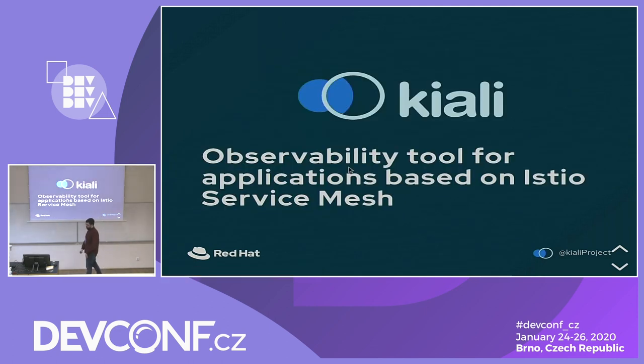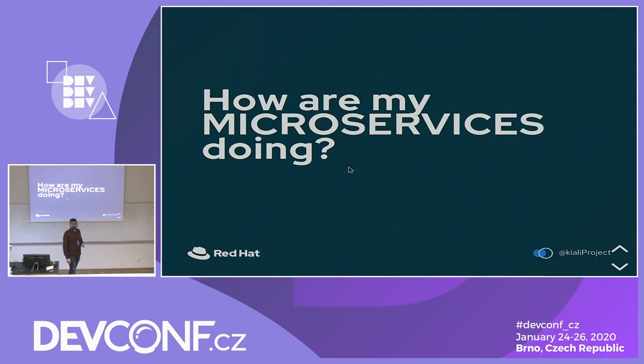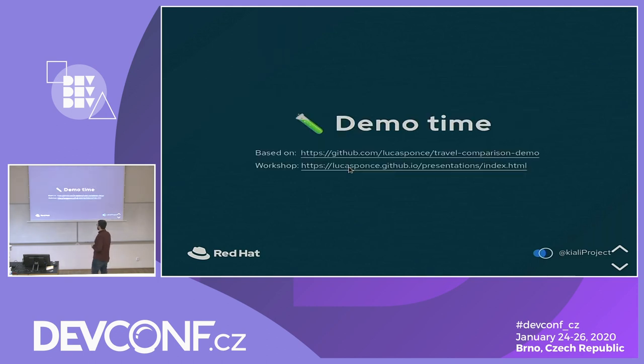Okay, so now that we know that we have these three groups of functionalities, let me introduce you to Kiali, and with it, we are gonna see observability in action. Kiali is the observability tool for applications based on Istio Service Mesh. What Kiali answers is the question of how are my microservices doing? Let's go to the demo. I'm gonna spend most of the remaining time probably in here.